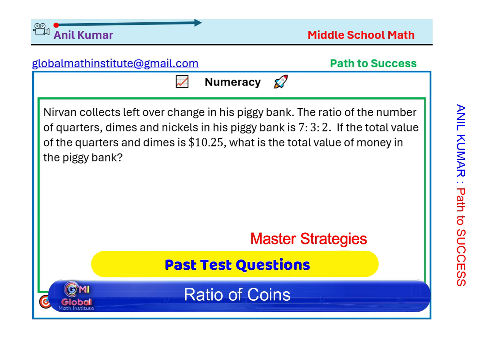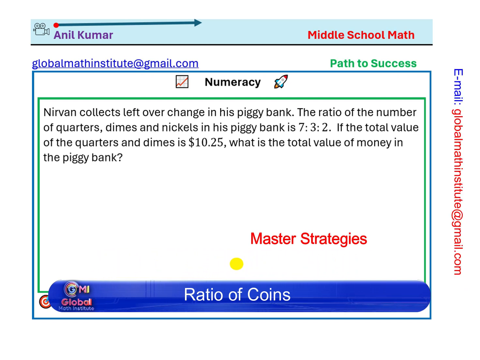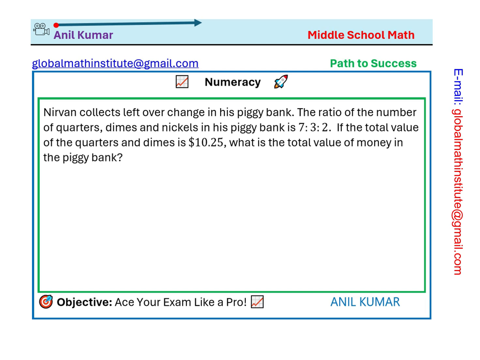Perfect. So we are given the ratio of quarters, dimes, and nickels. So let's write down variables to represent them. So we say quarters, let it be Q, dimes, D, and nickels, N. They are in the ratio of 7 to 3 to 2. So that means if there are 7 quarters, then there are 3 dimes and 2 nickels.